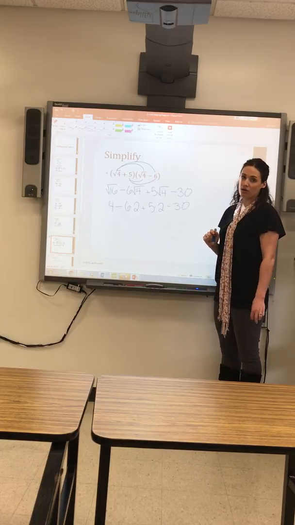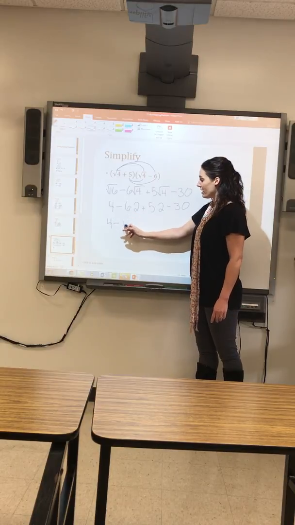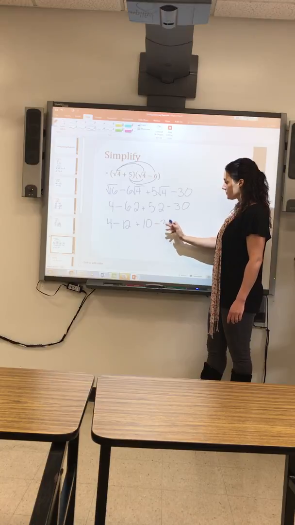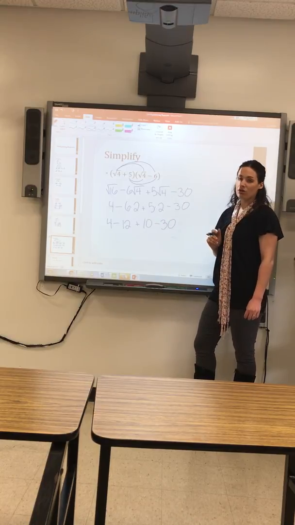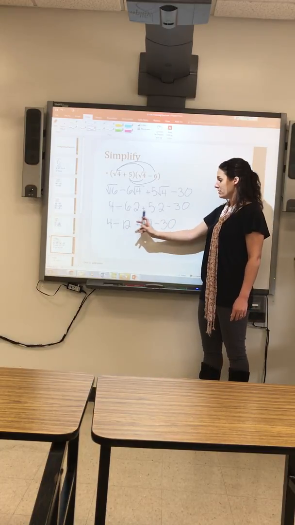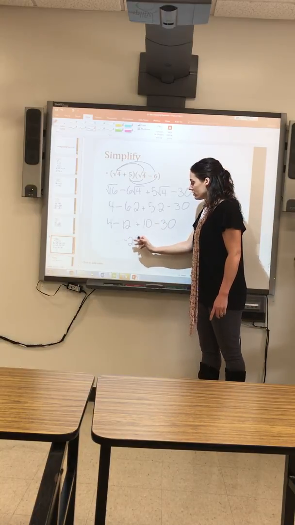So now you've got order of operations to go through. Multiplication needs to be done first. So we've got multiplication there, we've got multiplication there. And you don't have to go through this step by step. I know you are smart enough to figure this out. So 4 minus 12 is negative 8, plus 10 is 2, minus 30 is negative 28.